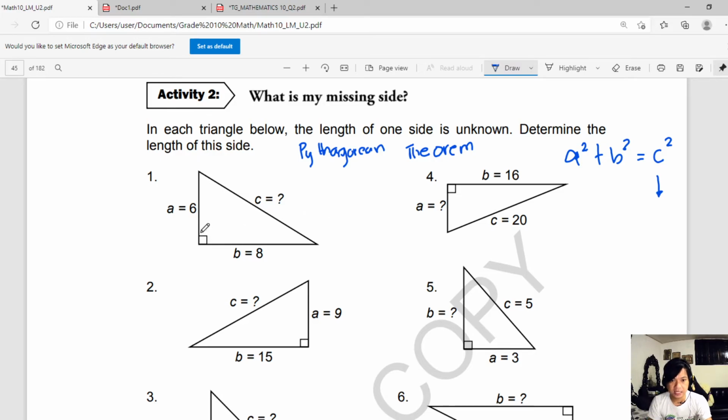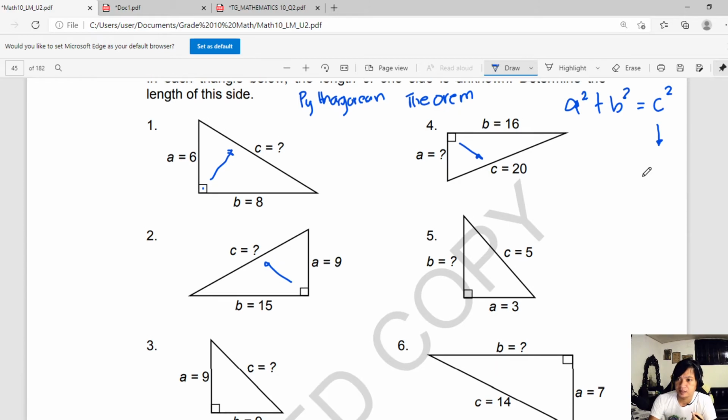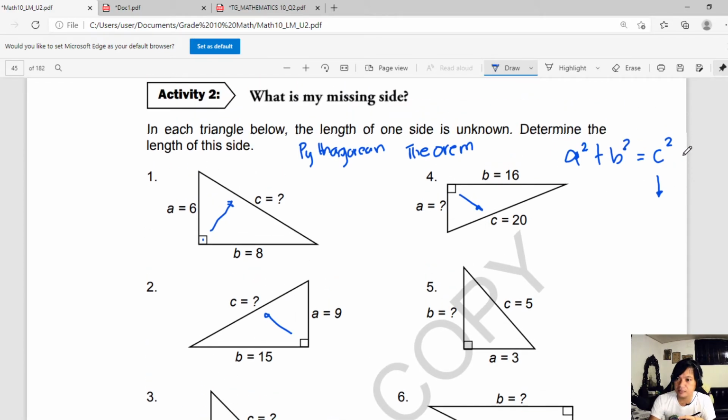For example, this is the right angle, right? Its opposite is automatically the hypotenuse. The same with this one: its opposite is the hypotenuse. This one also: its opposite is the hypotenuse. So, this is the formula we will use: a squared plus b squared is equal to c squared. That is all we will play with in finding the missing sides in these given triangles.